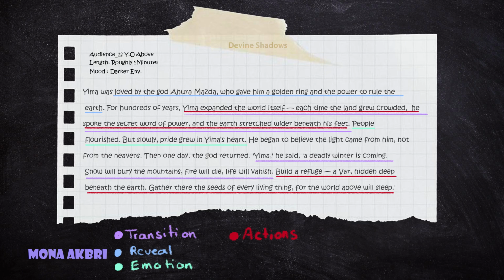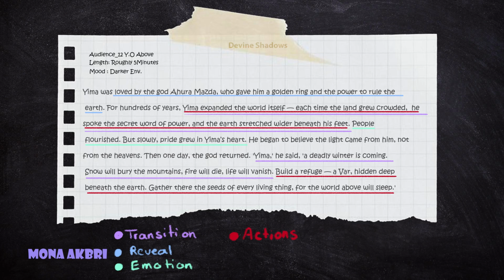I can show it with Yima standing on a stone. People are really happy doing their chores, and suddenly in the next window, I will draw the same image but zooming on Yima's eyes and maybe face. That is a darker mood, and he's going from happy to a more proud and arrogant face. Okay, he began to believe the light came from him, not from the heavens. It shows that he's actually being proud and arrogant. We showed that in the previous image, so we don't need a new one.